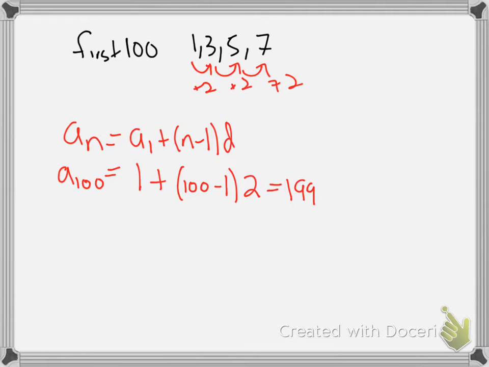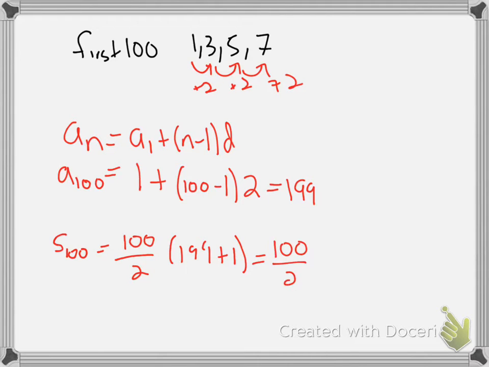Okay, and then we do a sub 100. Nope, I'm finding the sum, so the sum of the first 100 is 100 divided by 2 times my 199 plus 1. That gives me 100 divided by 2. I know that value. 50 times 200, which is 10,000.